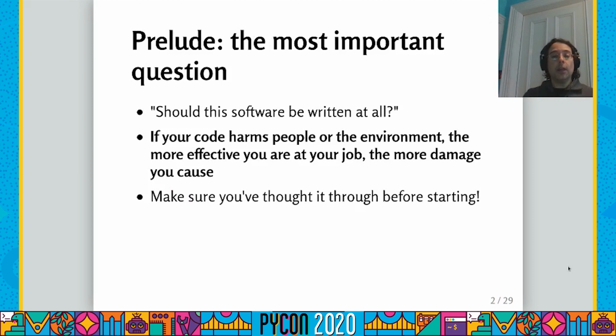Before we begin, I'd like to talk about the most important question in any software project, whether or not it should be written at all. If your code is hurting people, if your code is hurting the environment, then the better you are, the more effective you are, the faster your code, the more efficient it is, the more damage you're causing. So before you start your project, before you start writing any code, make sure this is actually code that deserves to be written. And for the rest of my talk, I'm going to be assuming that you've already made that decision.